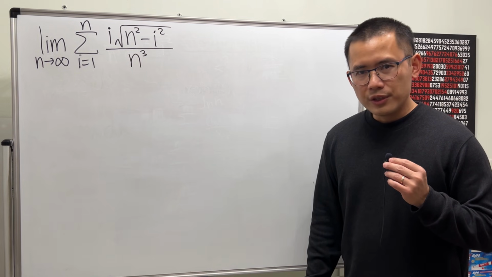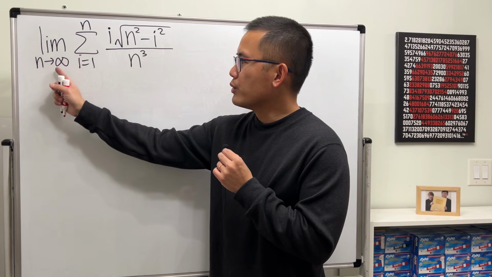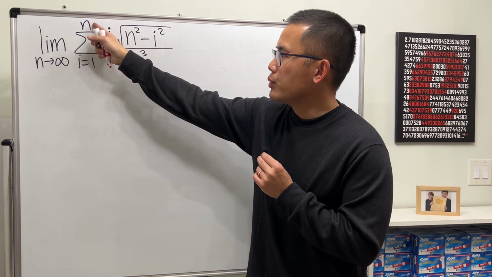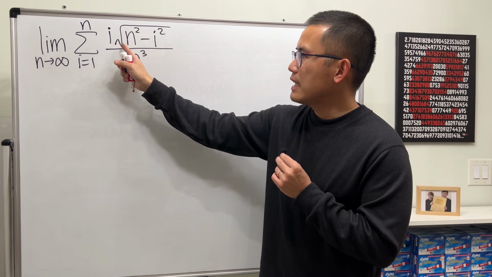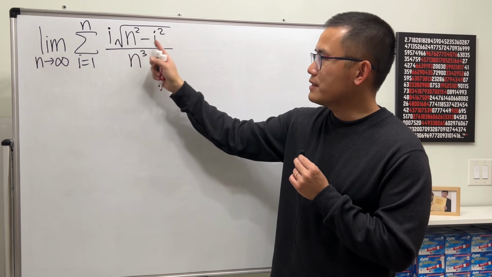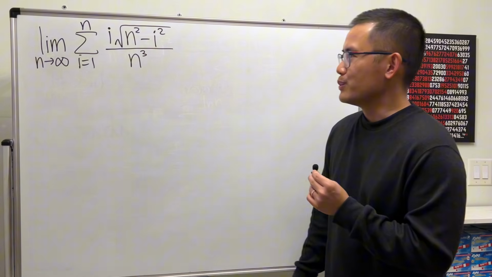So this is a pretty challenging calculus 1 question. We are going to evaluate the limit as n goes to infinity of the summation, i starts at 1 up to n, of i times the square root of n squared minus i squared, over n cubed. Wow, how do we do this?